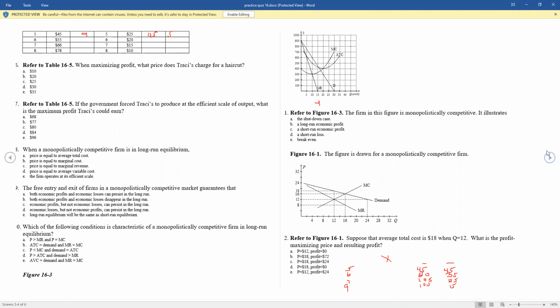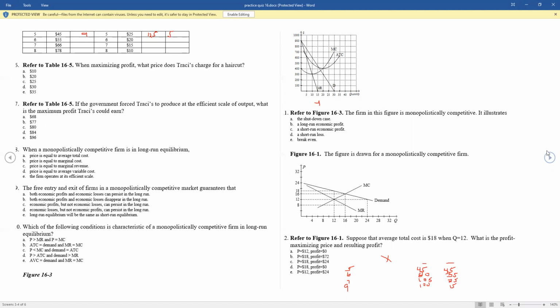We go up to demand. So price is greater than marginal cost. Same thing, price is greater than marginal revenue. Price is equal to average variable cost. Well, no, because it's equal to average total cost, and variable cost and fixed cost equals. So not there. And the firm operates, we know it doesn't operate at an efficient scale. It's inefficient.